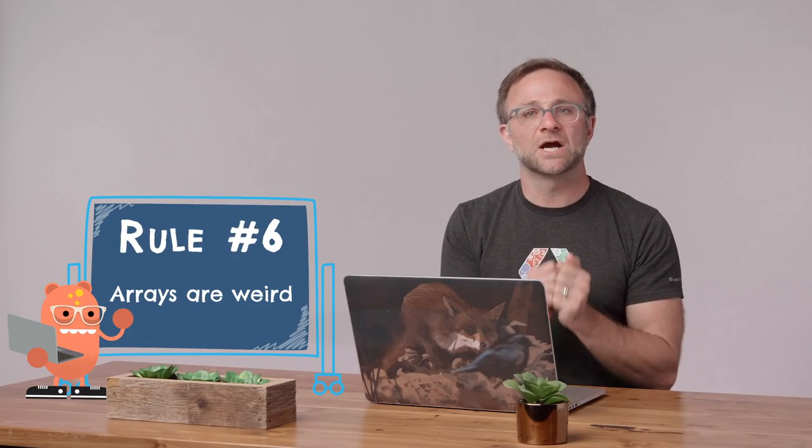This might make more sense when we get into some more examples in the next video, so stick with me if you're confused. We have one more rule to get through, and that's rule number 6. Arrays are kind of weird.